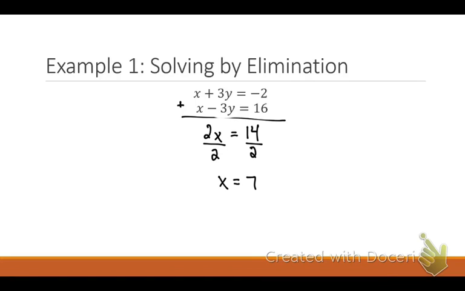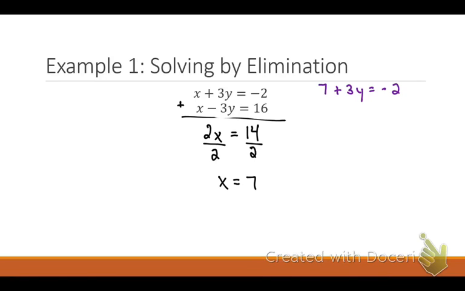I'm going to pick the first equation. Why do you think I would pick the first equation? It's technically preference. Because 3y is positive, okay? Now, that's not going to make a huge difference, but again, just preference. You can pick either one. So I plug in 7 for x, so 7 plus 3y equals negative 2. Now I need to solve for y.